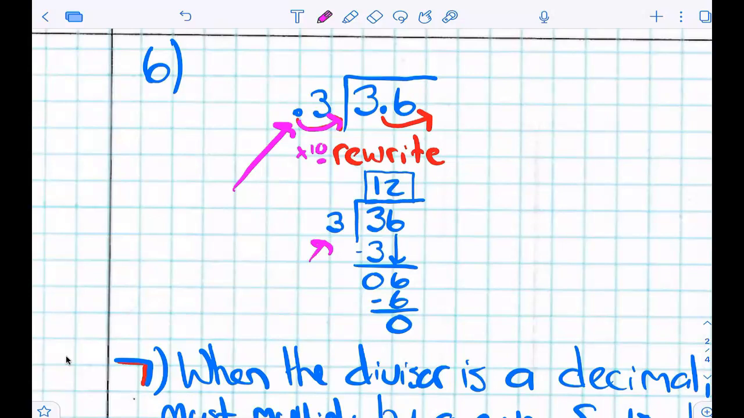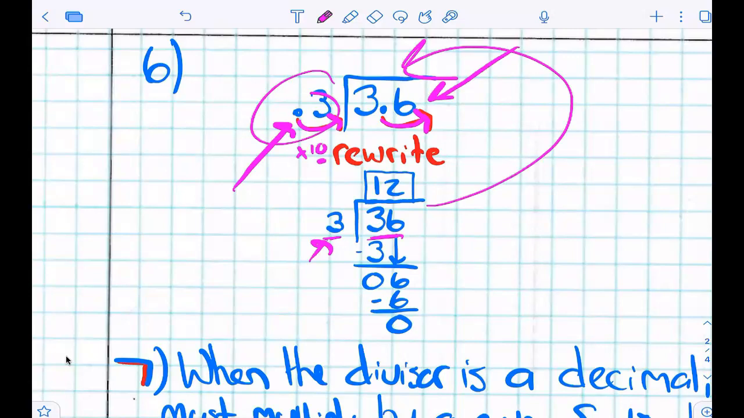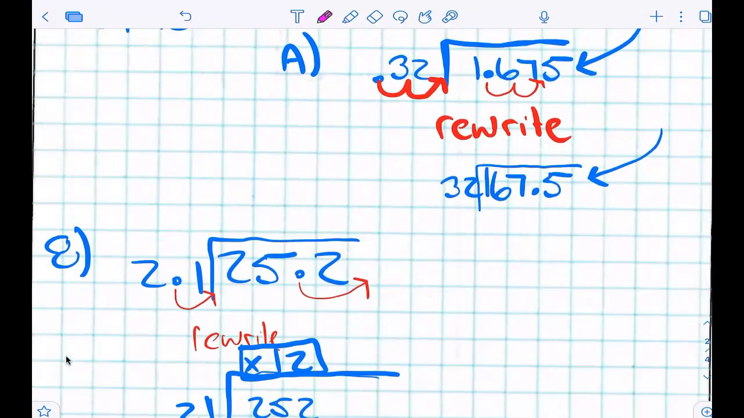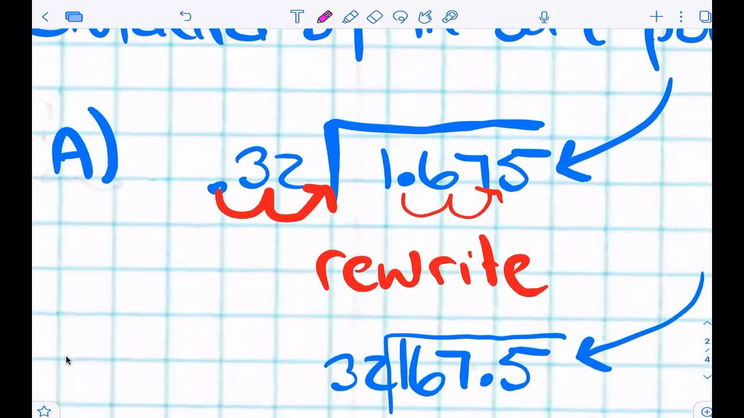If we do that to the divisor, we also have to do it to the dividend. So the dividend gets moved 1 place to the right too, right? So now we have a new problem, which is 36 divided by 3, right? And whatever we get for an answer, so we got 12, would also be 12 for that problem, yes? How many places did I move the decimal point on this one? Twice. So that's the same as multiplying by 100.